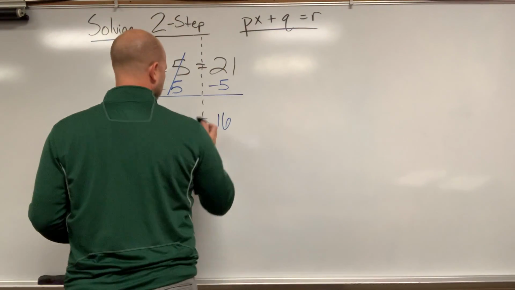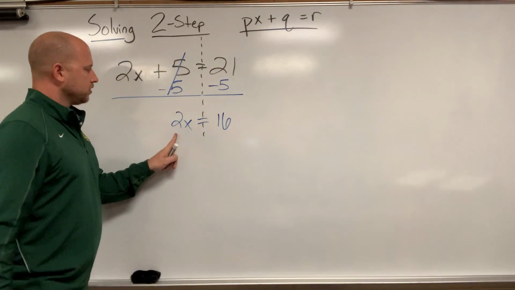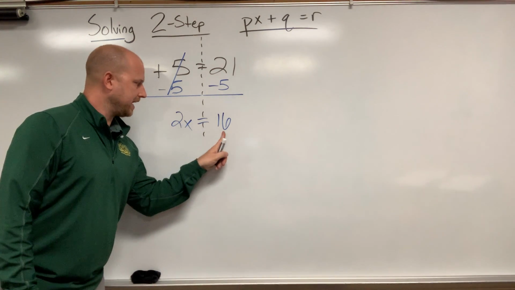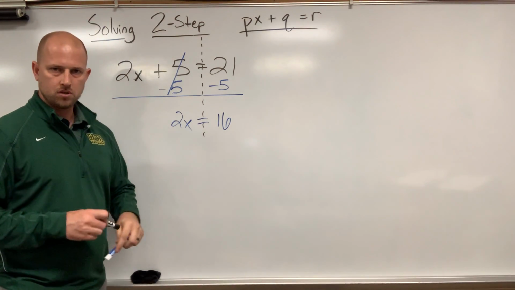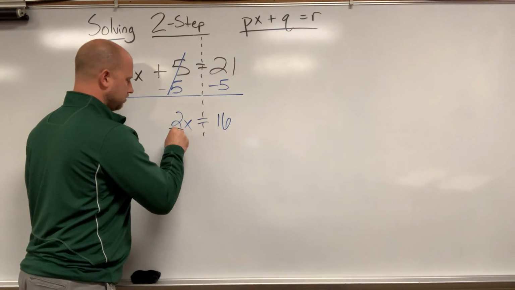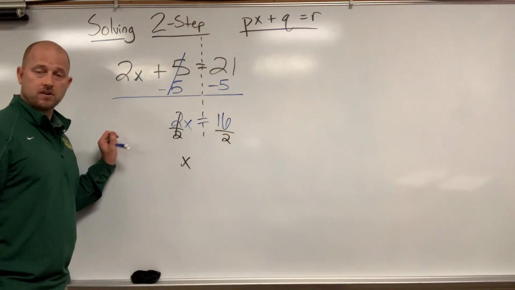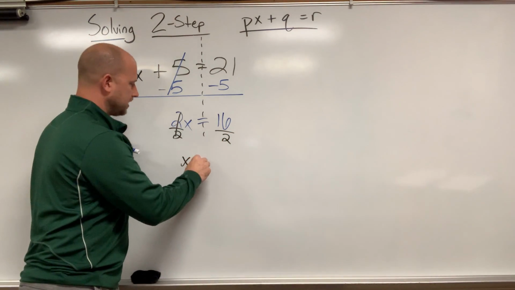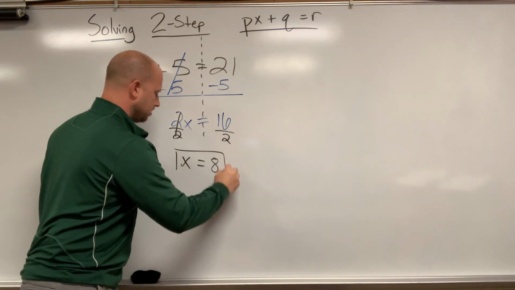Let me write that a little closer. So we're multiplying 2 and x, and then we have equals 16. The opposite of multiplying by 2 is dividing by 2. This gives us just an x. 2 divided by 2 is 1, so 1x equals 16 divided by 2, which is 8.